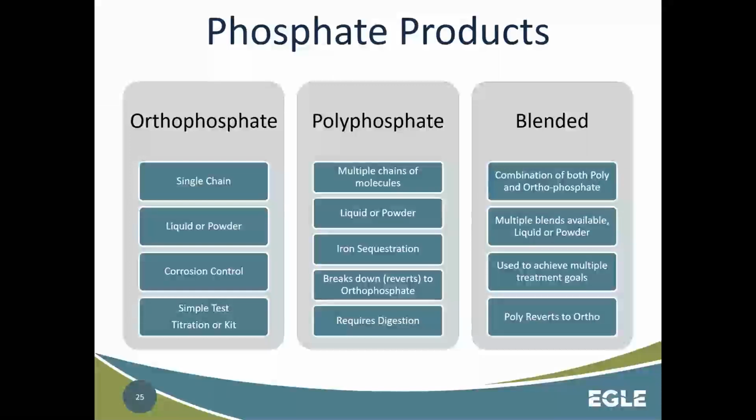So orthophosphate, again, it's a single chain. It's just that orthophosphate molecule. It can come in powder or liquid. It's meant for corrosion control. It's a very simple test for the titration kit. You can do it handheld metered. You can send it to lab. It's pretty easy. Polyphosphate, it's that multiple chain of those orthophosphate molecules.